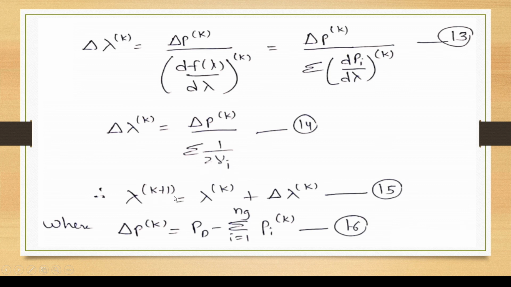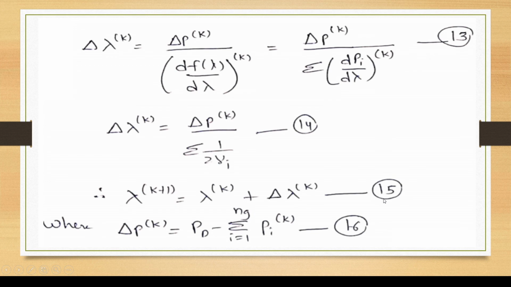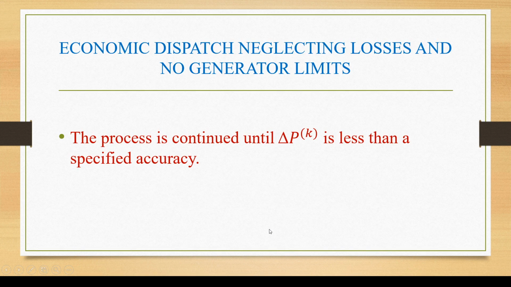So lambda k plus 1 will be equal to lambda k plus delta lambda k, where delta Pk is equal to Pd minus summation i equal to 1 to ng of Pi k. This process will be continued until delta Pk is less than a specified accuracy.